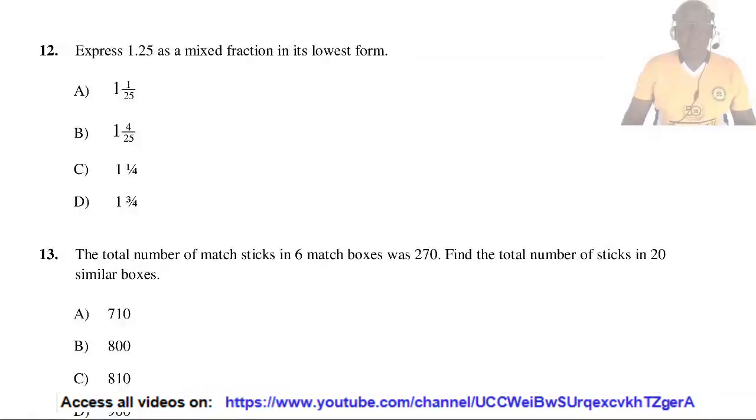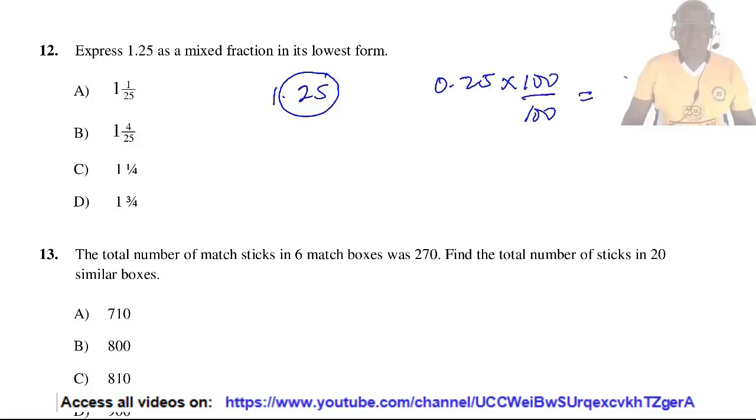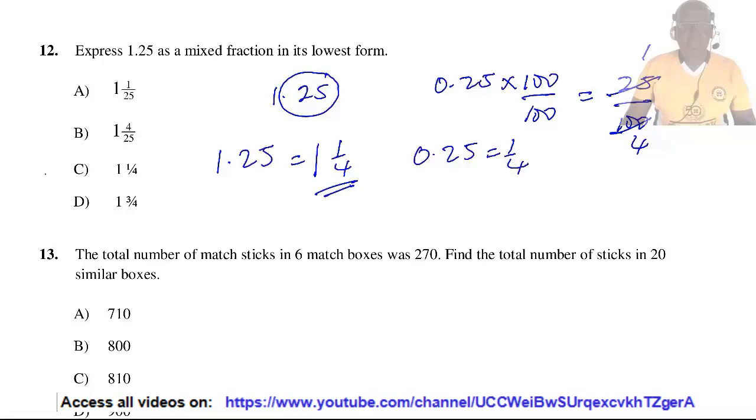Question 12. Express 1.25 as a mixed fraction in its lowest form. That is 1.25. We shall express 0.25 as a fraction. That's 0.25. We shall multiply by 100 and divide by 100. So we shall get 25 divided by 100. 25 goes here 1, 25 goes here 4. So 0.25 equals 1/4. So 1.25 is going to be 1 1/4. So the answer is C.